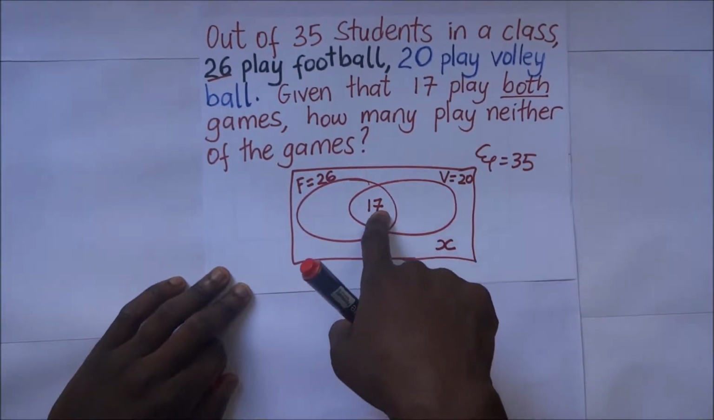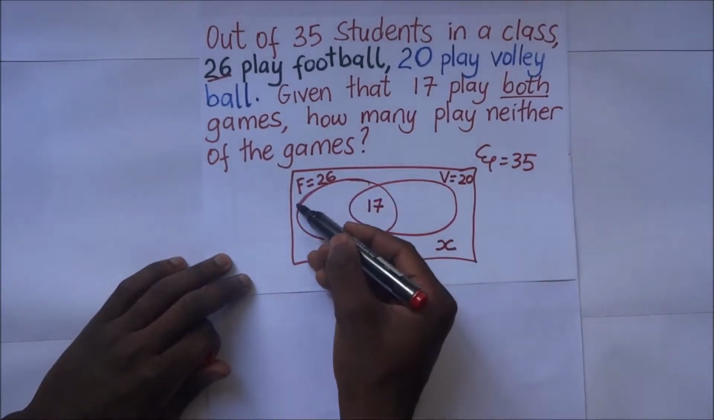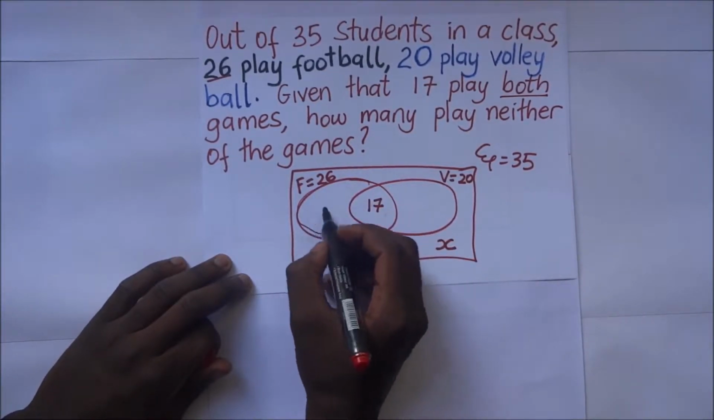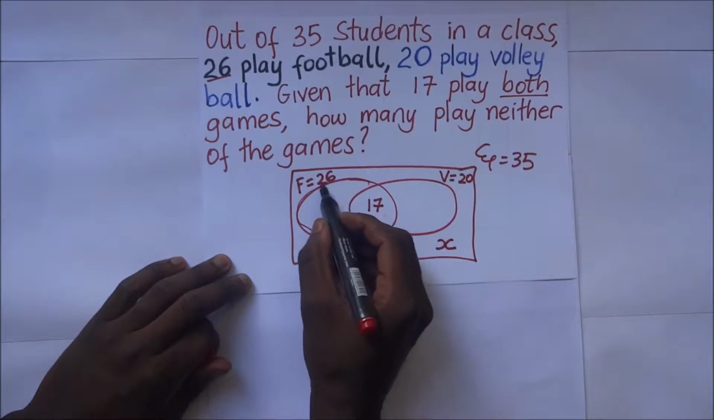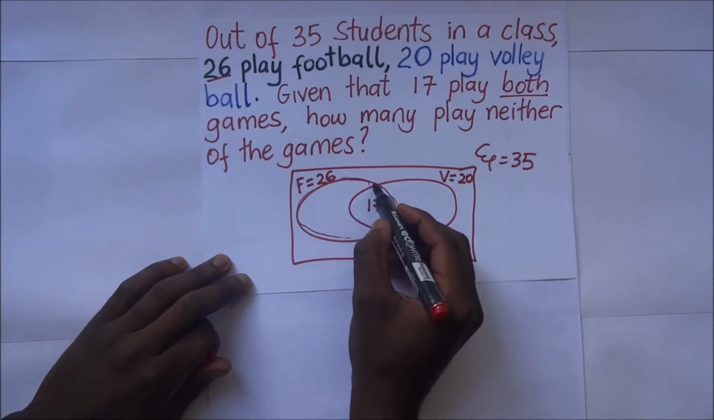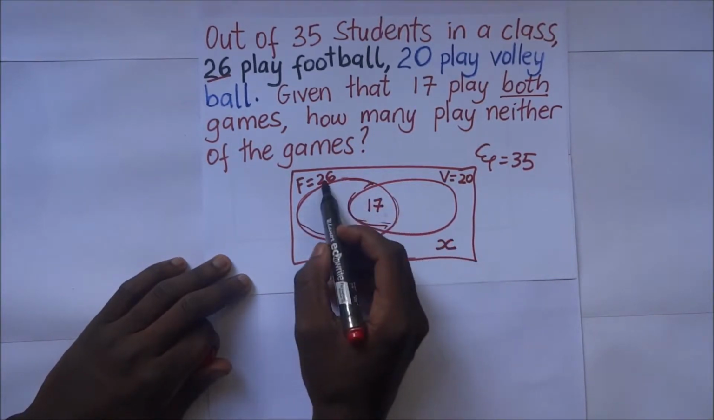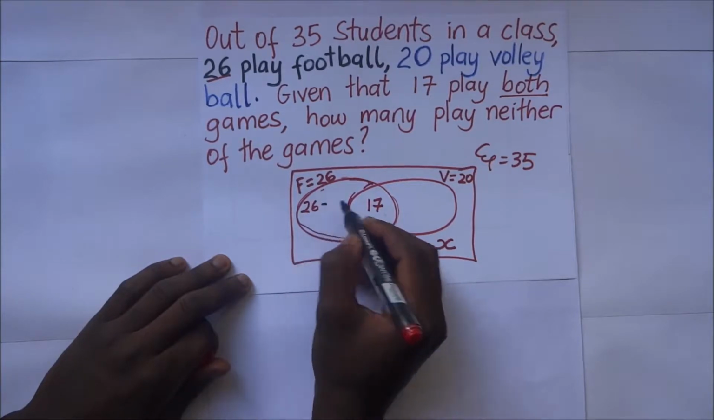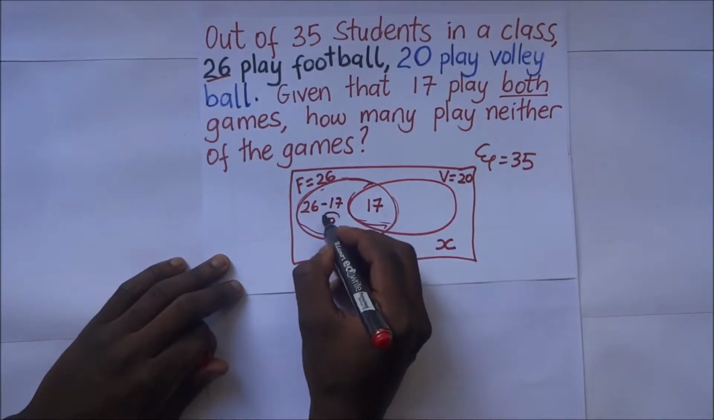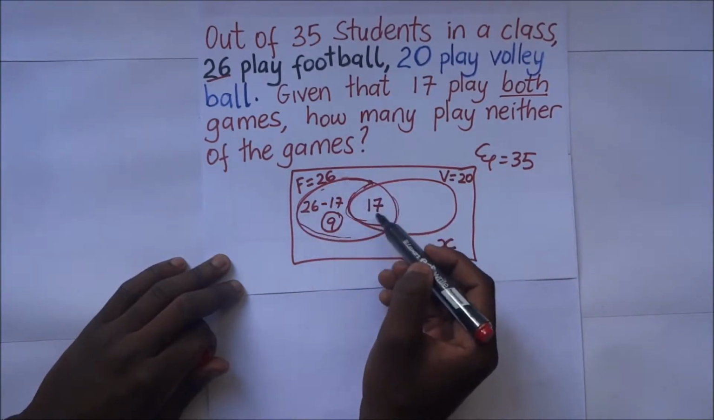So if 17 are playing both football and volleyball, then in this portion here, we are having those that play football only. To get how many are here, remember this 26 covers everything in this circle. So to get just this portion, it's going to be 26 minus 17, and 26 minus 17, we get 9. So only 9 people here play football only without playing volleyball.